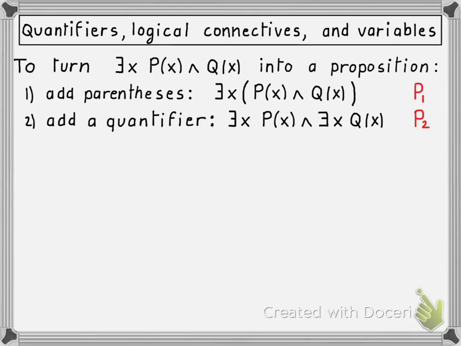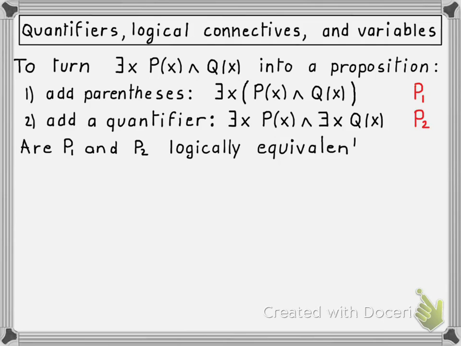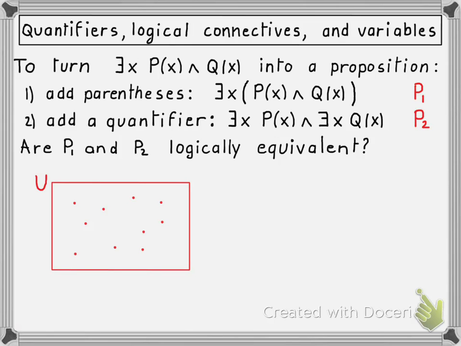Now that we obtained two distinct propositions, P1 and P2, from the same expression by trying to remove the free variable x, it's natural to ask whether P1 and P2 are logically equivalent, meaning, do they always have the same truth value? Are they both true or both false? We're going to answer this question using our pictorial representation for these propositions. Remember that we always start by drawing the universe as a rectangle containing all of the possible values for the only variable here, namely x.